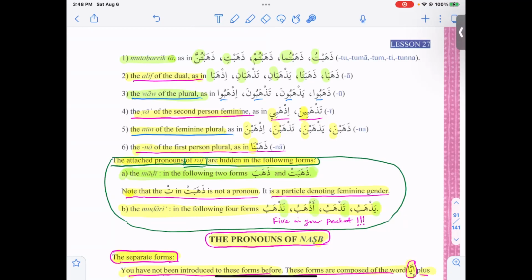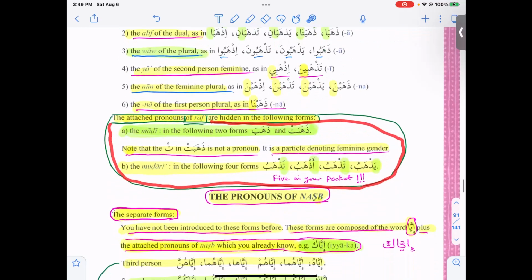Mustatir. So they are the mudariya, they are the forms of Rafa. I have always told you jokingly, five in your pocket. Huwa, hiya, anta, ana, nahnu. Huwa yadhabu, hiya tazhabu, anta tazhabu, ana azhabu, nahnu nazhabu. All the four forms, they are all attached pronoun of Rafa, hidden. They are hidden in all these things.